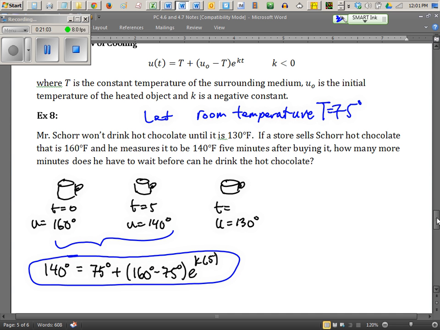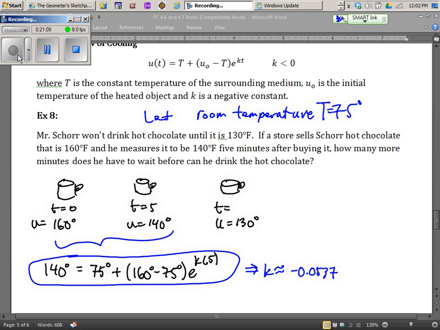Don't be surprised that the K is negative, because the coffee's cooling. It's also on the board. The K turns out to be negative 0.0537 after a bit of work. And see, now I can talk about this next time interval.